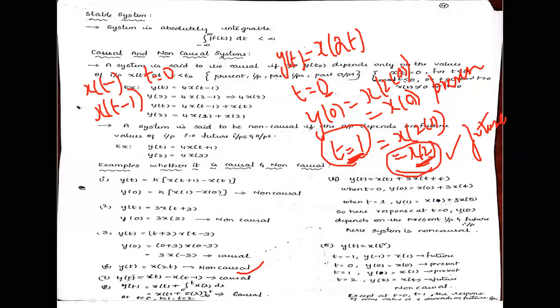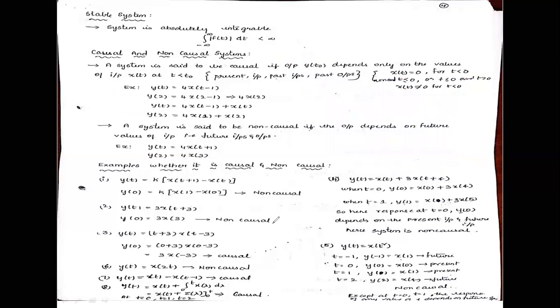But the seventh example, see the y of t, x of t minus 1. x of t is the present. x of t minus 1 is the past. That is a causal system.